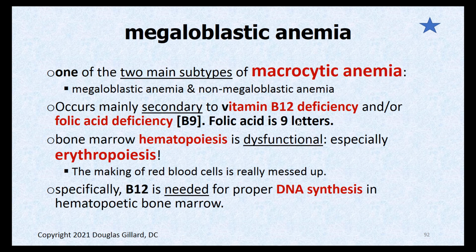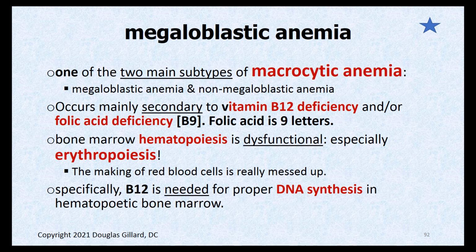Megaloblastic anemia, again, it's one of the 2 main subcategories. Or I didn't tell you this one yet. Megaloblastic anemia has some categories under it as well. It's under a category called macrocytic anemia. So we have megaloblastic anemia and non-megaloblastic anemia as the subcategories of macrocytic anemia. And we know that megaloblastic anemia, which we've just been talking about, occurs from a vitamin B deficiency, by far the most common cause being vitamin B12 deficiency, or a folic acid deficiency, or B9.